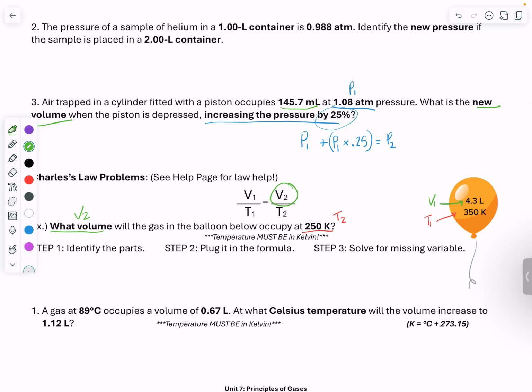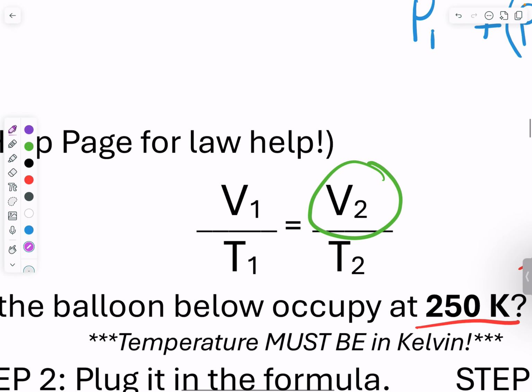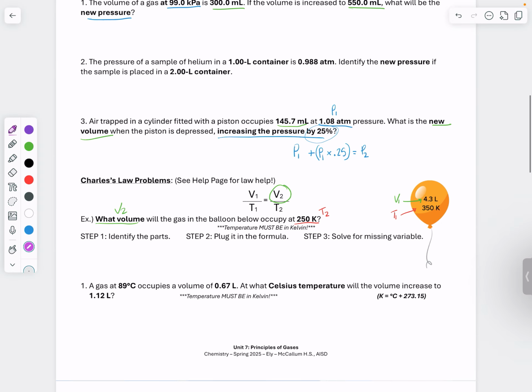Now remember, whenever you've got 2 fractions equaling each other, a little trick of the trade is to multiply the diagonal, and then divide by what's left over, okay? So what does that even look like? Well, let's plug our stuff in and I'll show you what I'm talking about. So we've got V1, which is divided by 350.